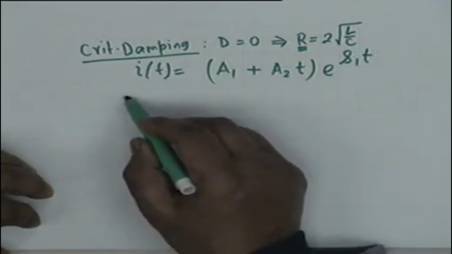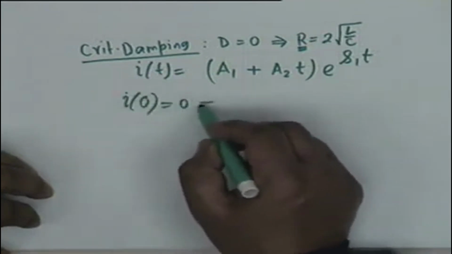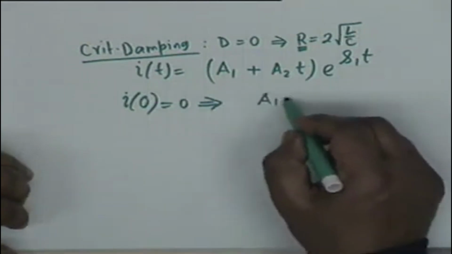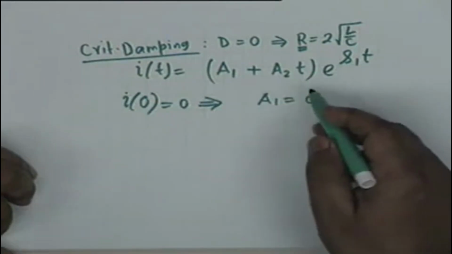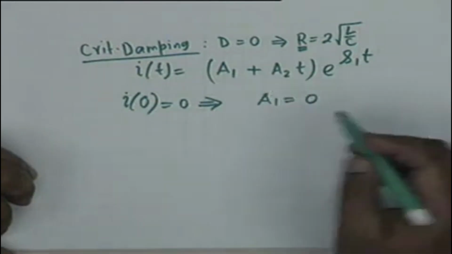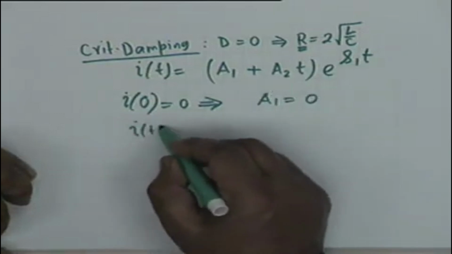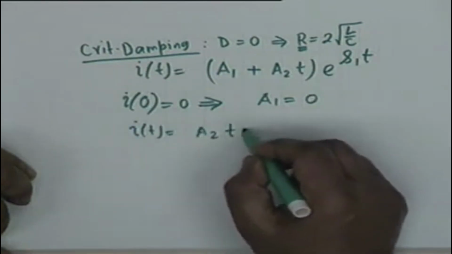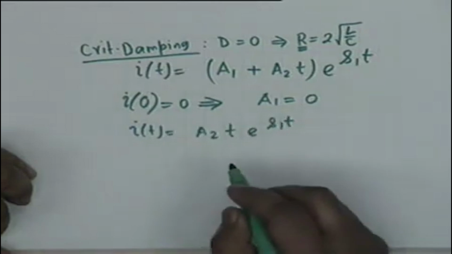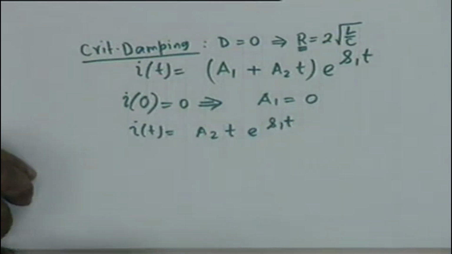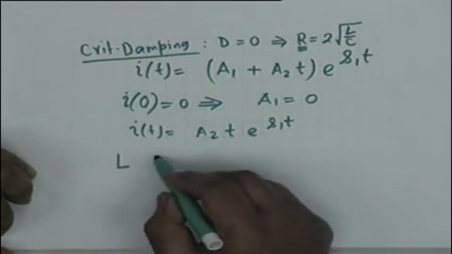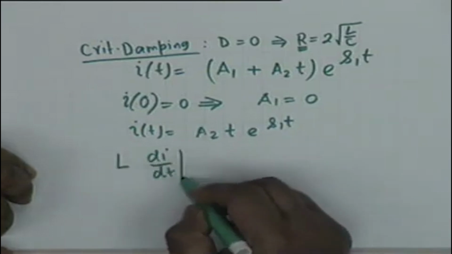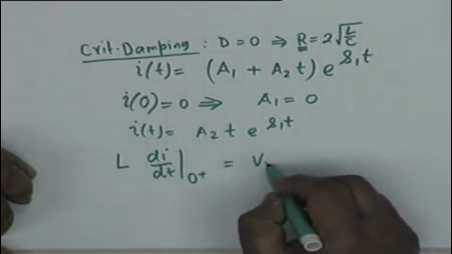Now if I apply the initial conditions, that is I0 equal to 0, then obviously you see A1 should be equal to 0. Is that right? If I put t equal to 0 here, then obviously A1 is equal to 0, and therefore my I of t shall be equal to A2 t e to the power S1t. The second boundary condition, second initial condition is that L di dt at t equal to 0 should be equal to V0, should be equal to V0.